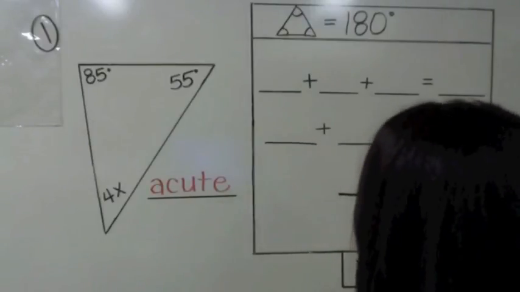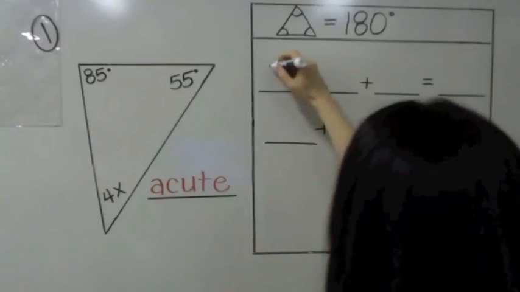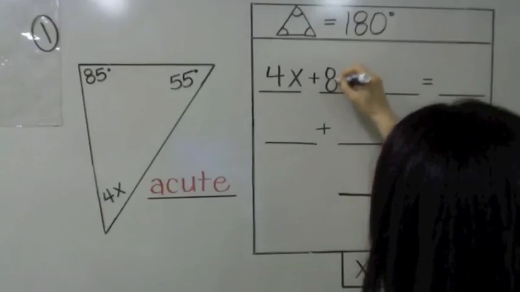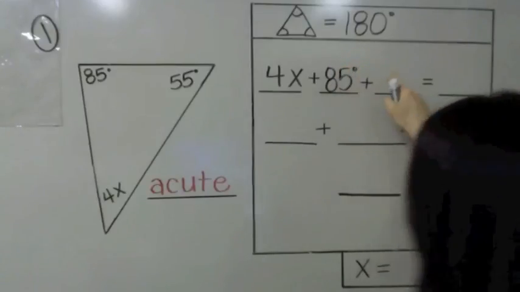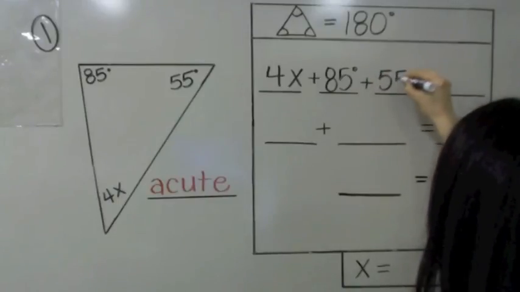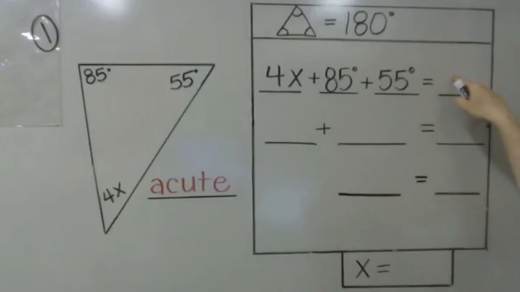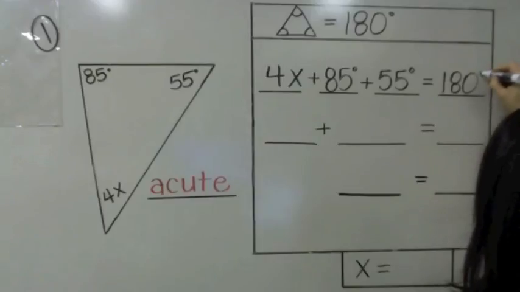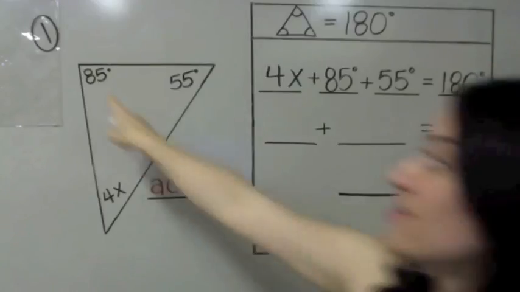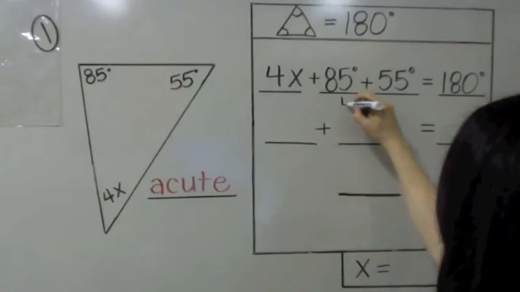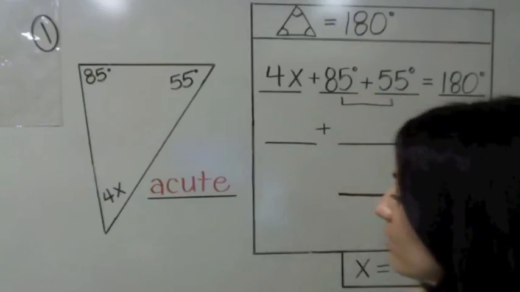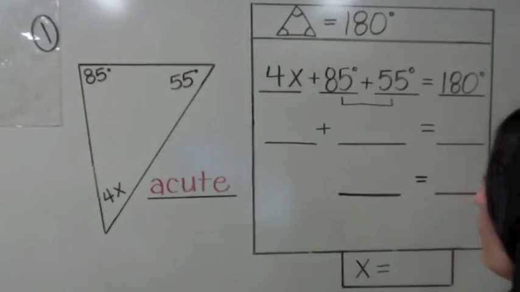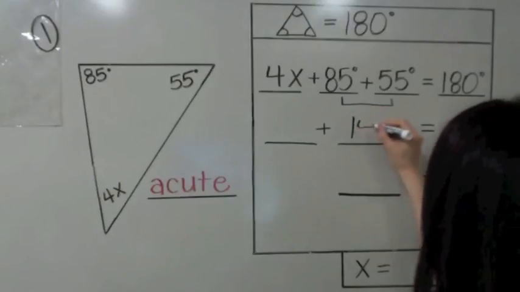So let's set it up. 4x plus 85 degrees plus 55 degrees equals how many degrees? The 3 angles equal 180 degrees, right? Okay. So again, the first step is to add these 2 angles. So we're going to add 85 plus 55. You can do that in your calculator. So 85 plus 55 is 140. All right, so those 2 angles will give us 140.